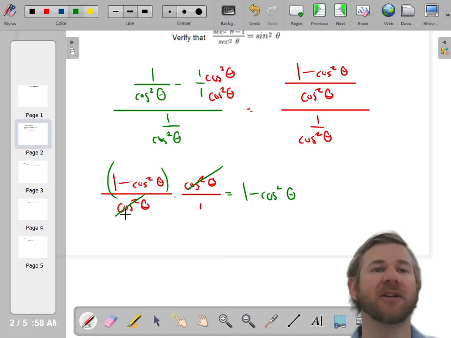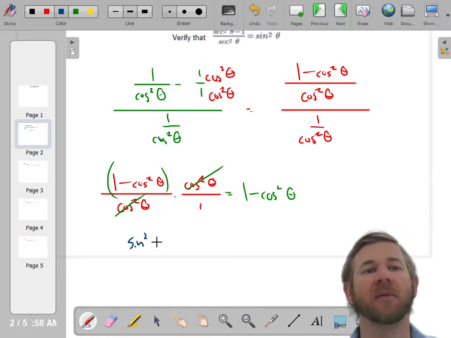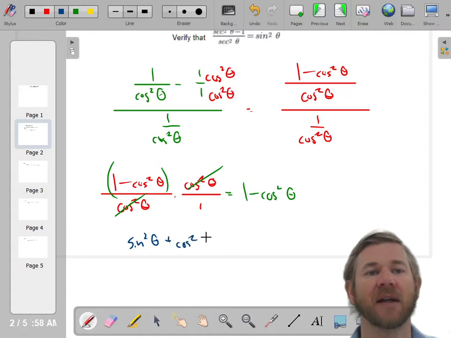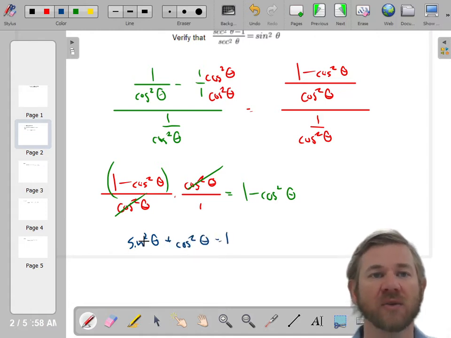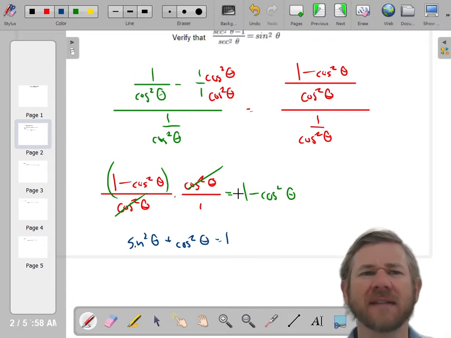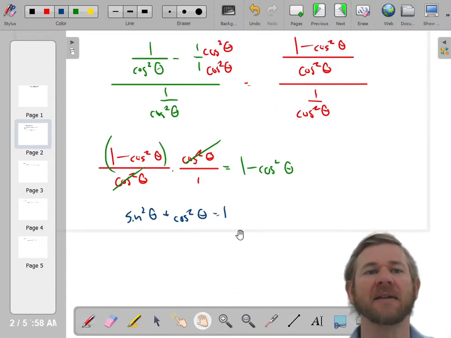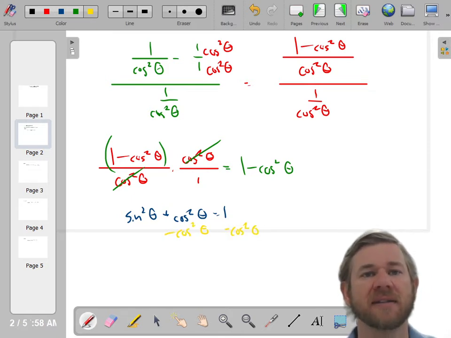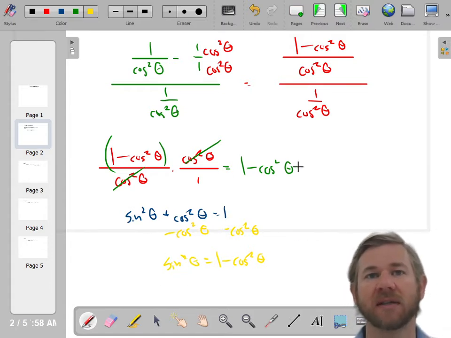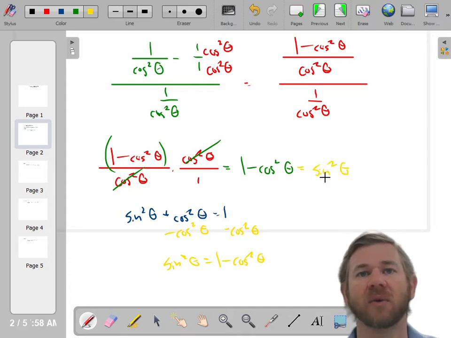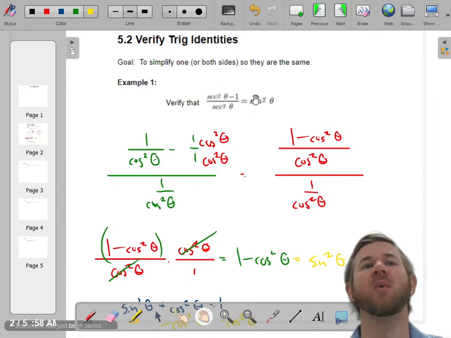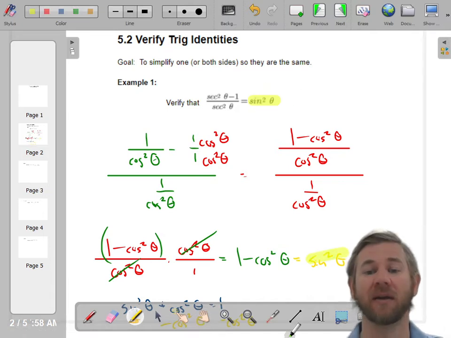And this is where you need to go back to your trig identities and start with the Pythagorean identity, sine squared theta plus cosine squared theta equals 1. Can I move something around to get 1 minus cosine squared? Yeah, if you were to subtract cosine squared theta on both sides, you would have 1 minus cosine squared theta, and that is sine squared theta. And if you remember, our whole goal was to end at sine squared theta. So hey, we did it.